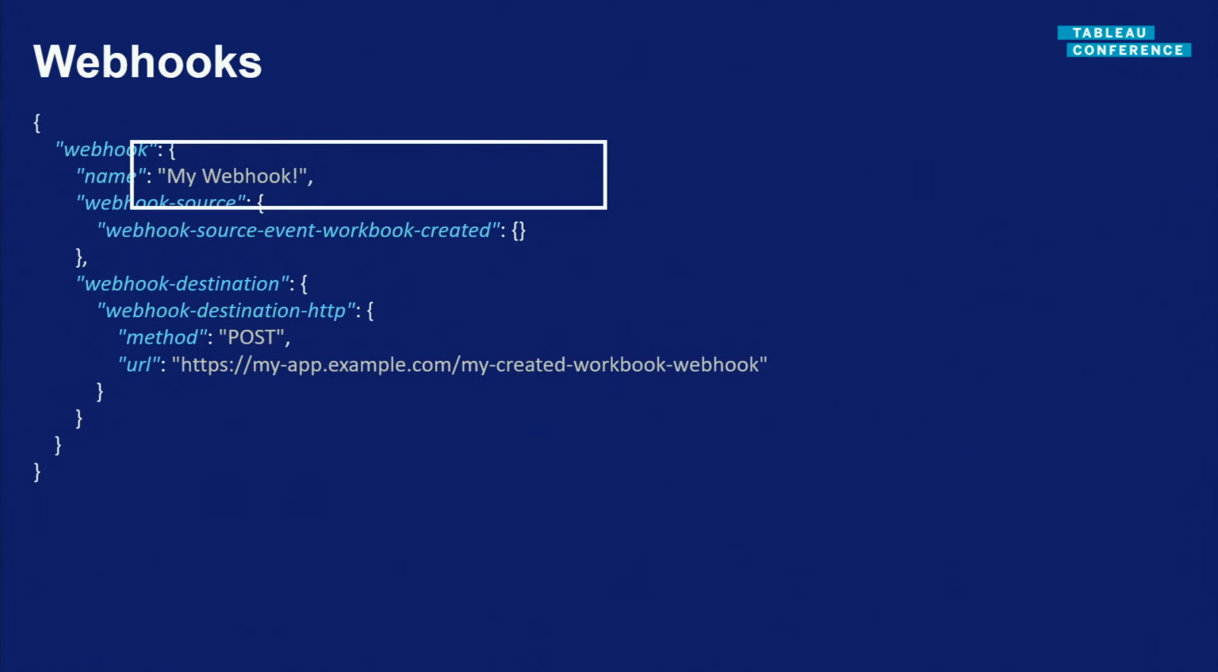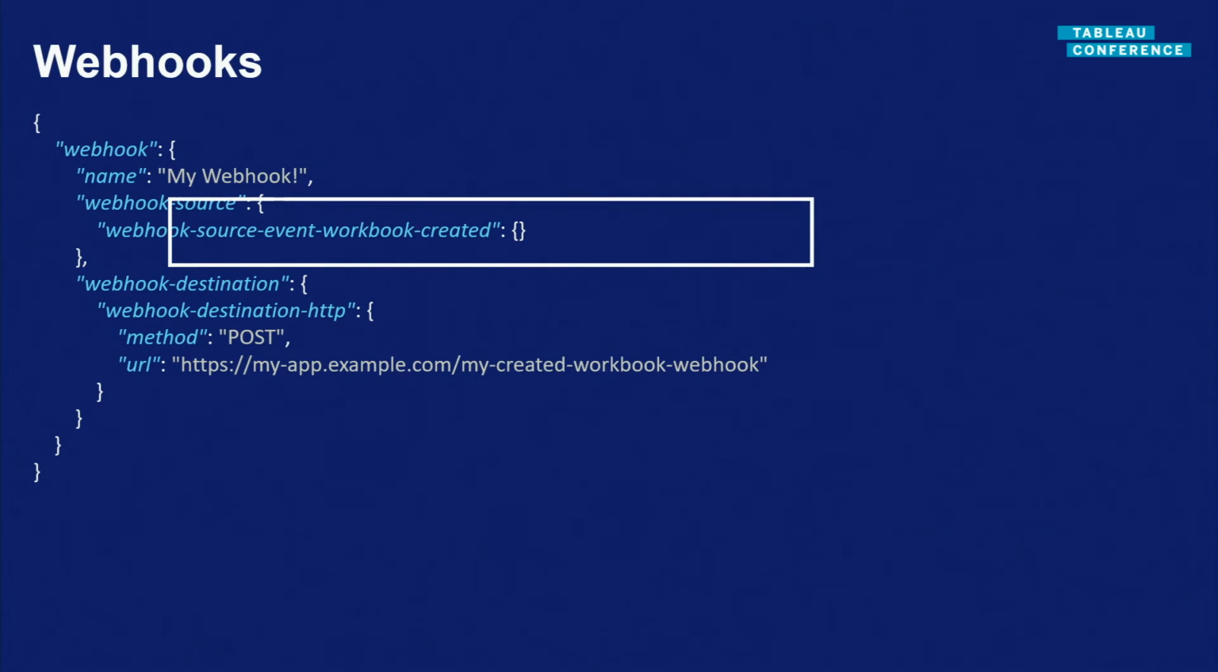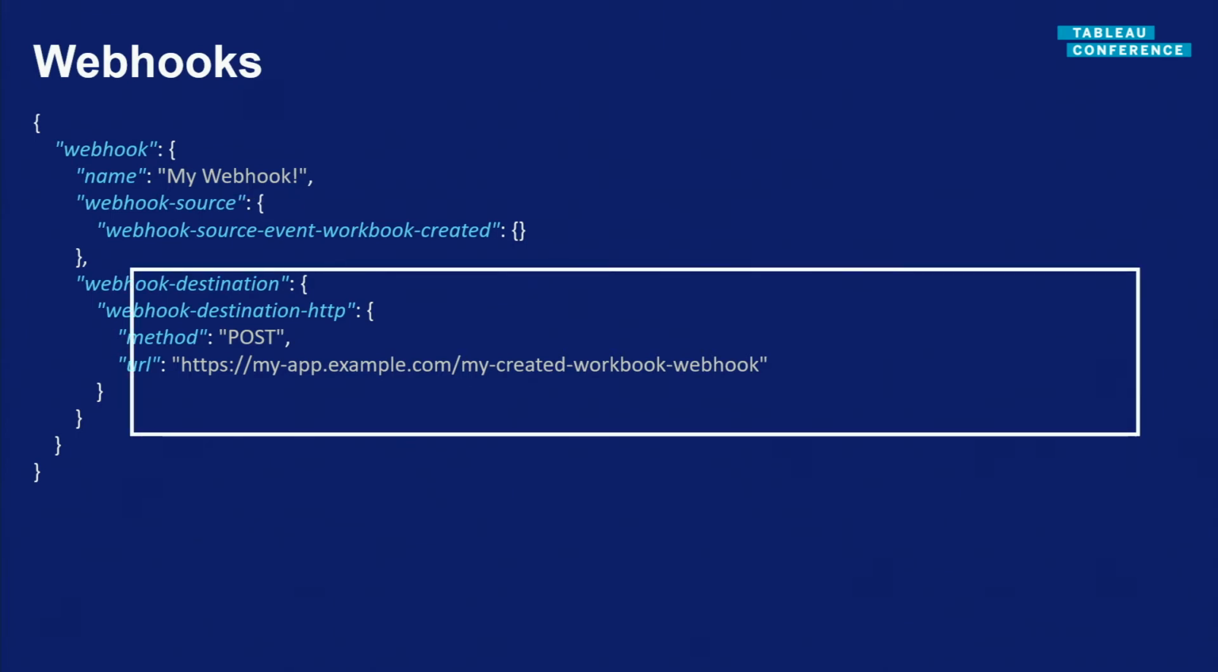This is what the webhook JSON looks like when we want to create a webhook on server. We've got the name of the webhook. We've got the event for the webhook. All of these workbook events are in the documentation because they're kind of hard to remember. Finally, we're going to specify the destination where we want Tableau Server to let us know when this event happens. So we're saying it's an HTTP event. We want to post. And finally, the URL that the webhook is going to be sent to.